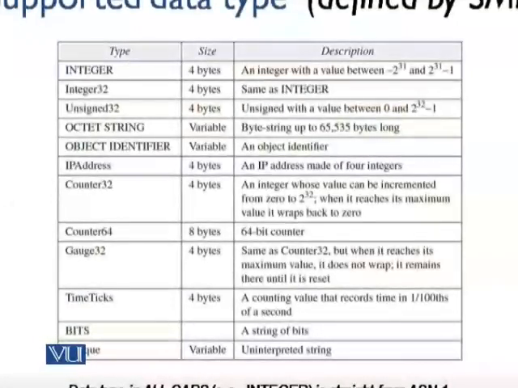So coming back to the types, you would see that we've talked of integer, we've talked of counter, we've talked of gauge. You also have time ticks in which you are counting in hundredths of seconds from some previous event. And you would keep on doing this, and then after you reach some level, you would again start from scratch.